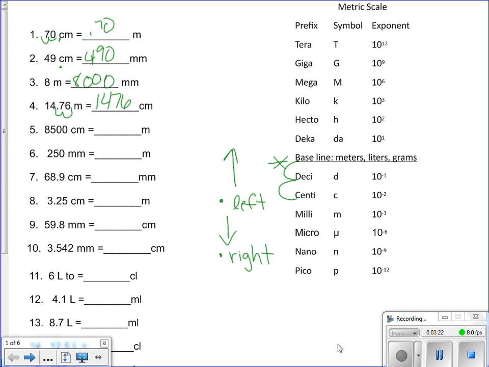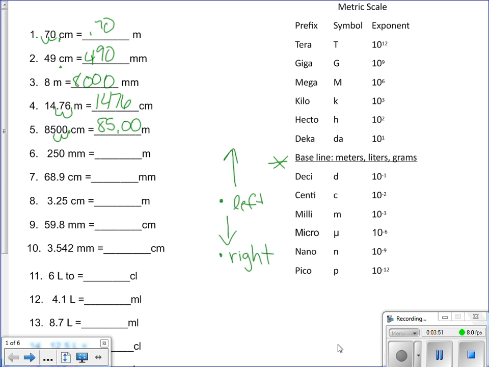All right, 8,500 centimeters to meters. So now we're going up the scale 2 steps. So we need to move our decimal 2 times to the left. Our decimal is understood to be after the last 0. So we move it over 2 times. We should have just 85.00.